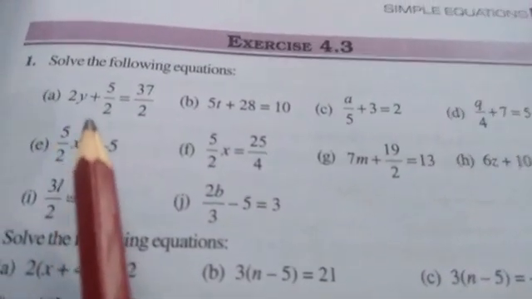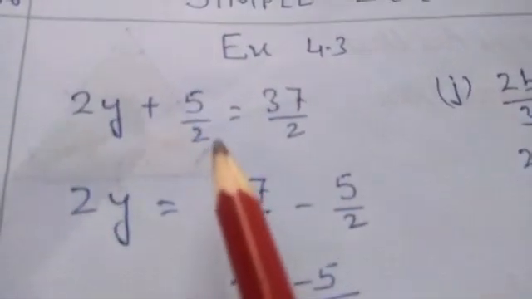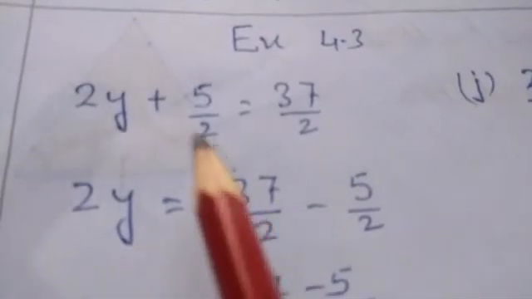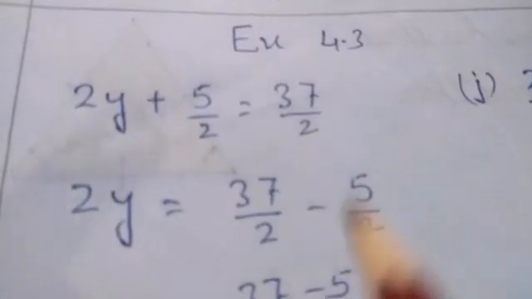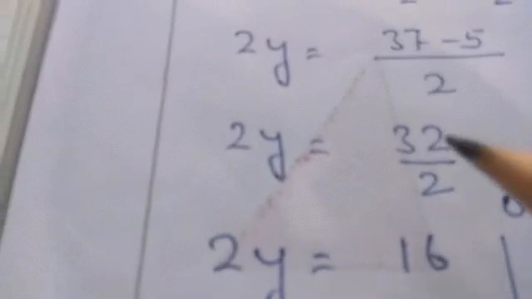Let me start with the first part, a part. Now see, here you have to find out the value of y. Here it is 2y plus 5 by 2 is equal to 37 by 2. Now what I have done, I have brought this plus 5 by 2 to this side, it has become minus 5 by 2. When you shift a number from one place to the other, the sign changes. Okay, the plus will become minus. Then simplify, you will get 32 by 2.